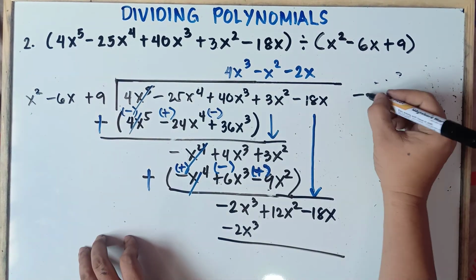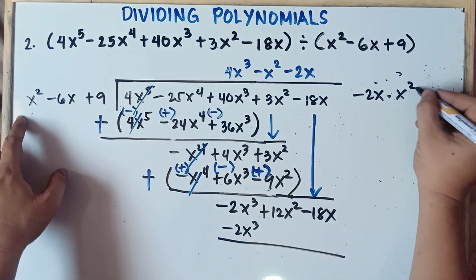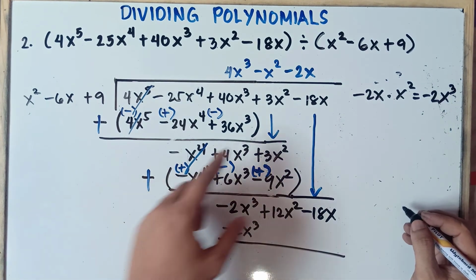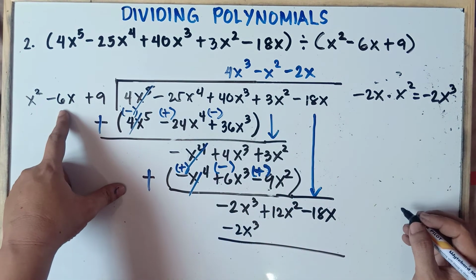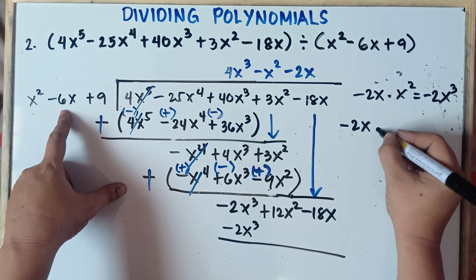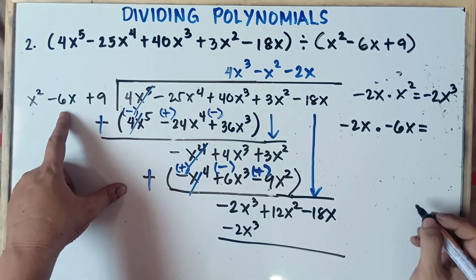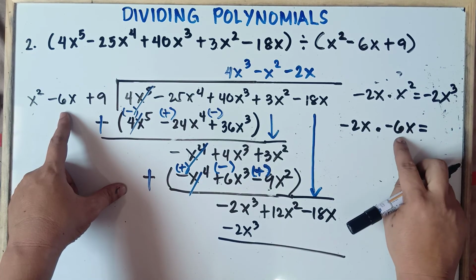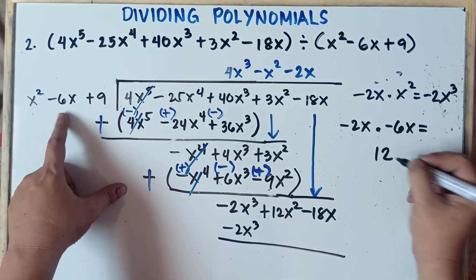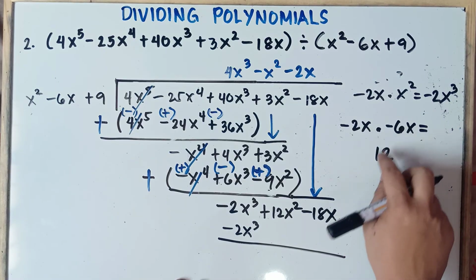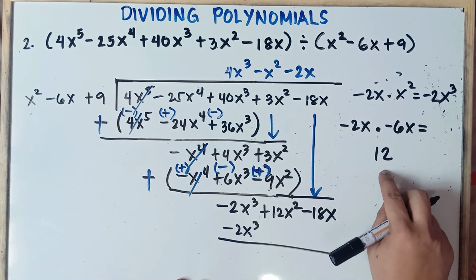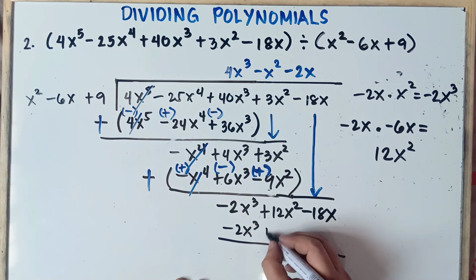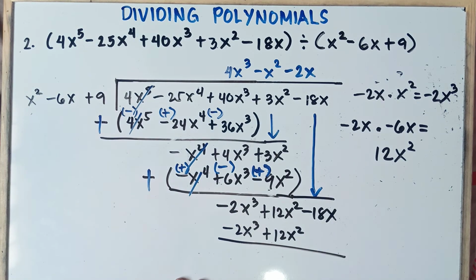So once again, negative 2x times x squared, that would be negative 2x cubed. And then negative 2x times negative 6x. So negative 2 times negative 6, that's positive 12. Same signs, that would be positive. Negative times negative is positive. x times x, that is x squared. So this is positive 12x squared.